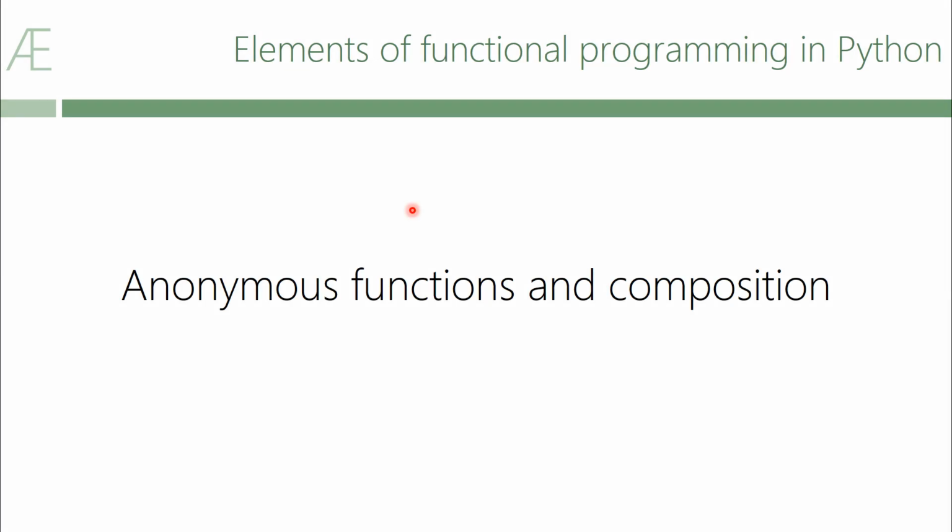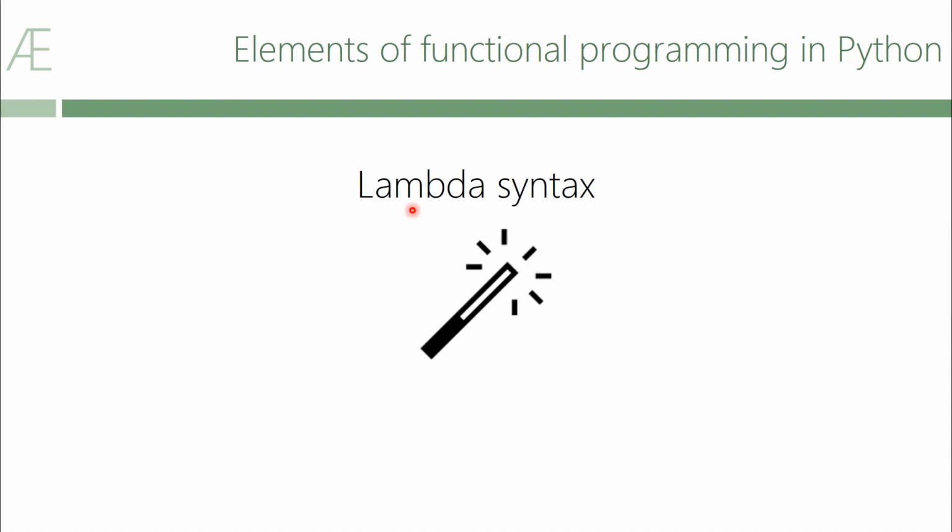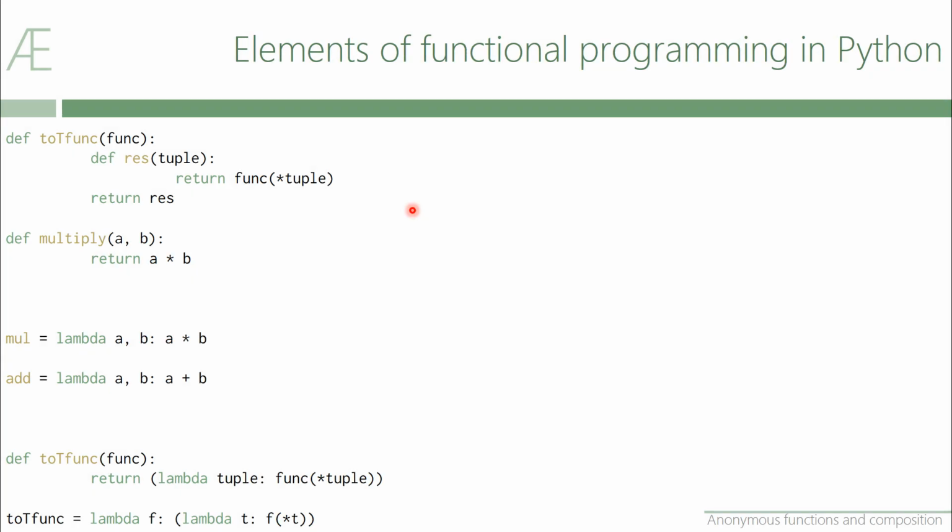Let's look at the toTfunc function defined in another lesson. Notice that this res function within the body of the toTfunc function is kind of redundant. We'd like the definition to be more compact. The same is true for this multiply function that requires all the syntactic constructions despite its simplicity.